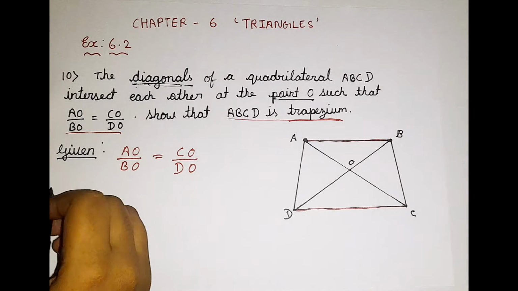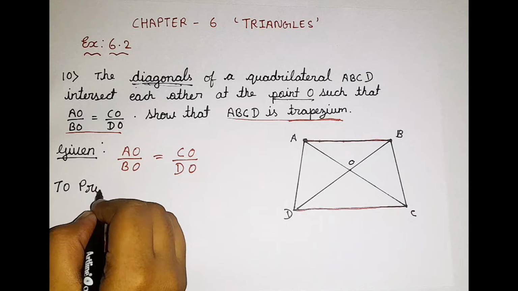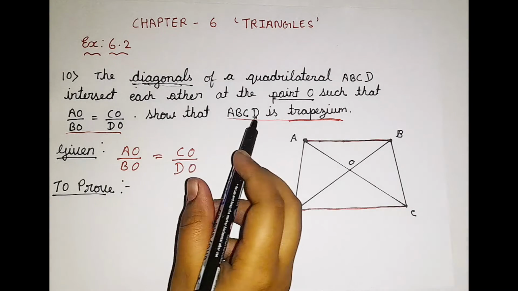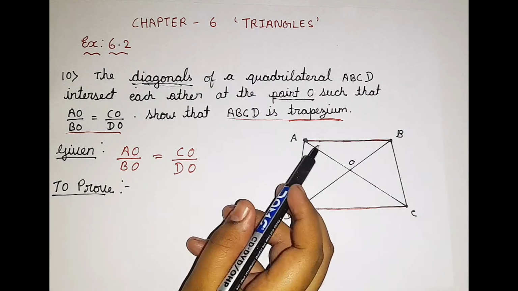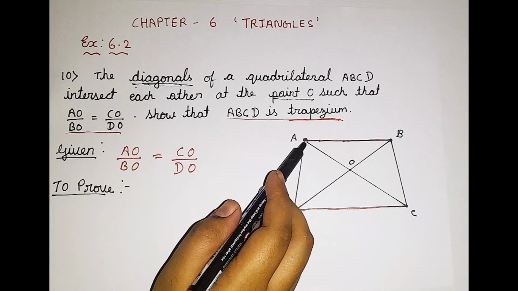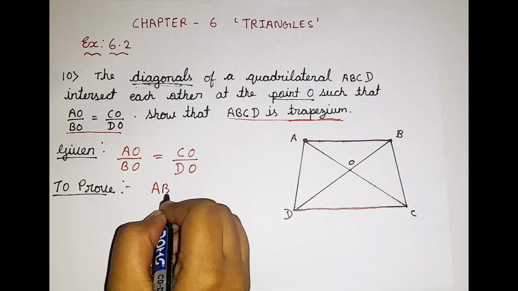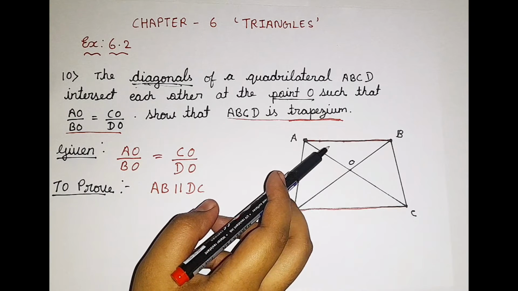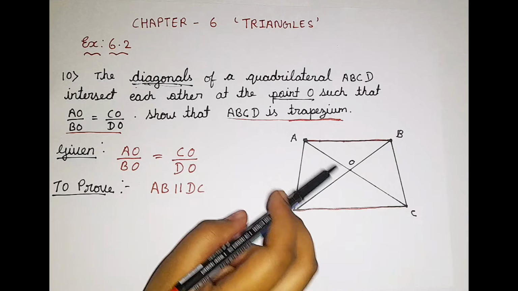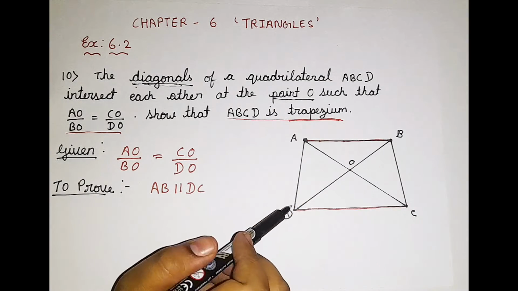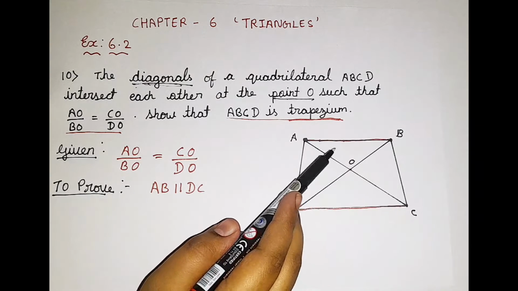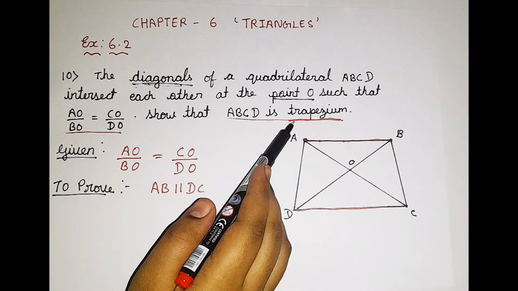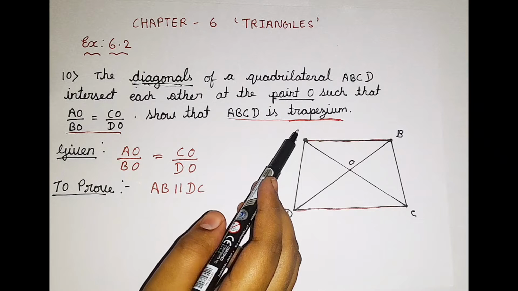Now we shall write what we are supposed to prove. We are supposed to prove ABCD is a trapezium, but we can't just write it like this. I just told you guys opposite sides are parallel, am I right? That means I can just write we are supposed to prove AB is parallel to DC. Here AB and DC are opposite sides, and AD and BC are also opposite sides. If I prove AB is parallel to DC, then we can just call it a trapezium, because it is a property of a trapezium.